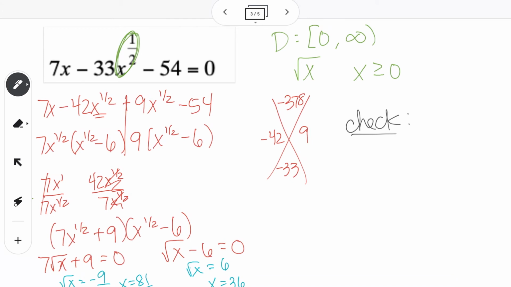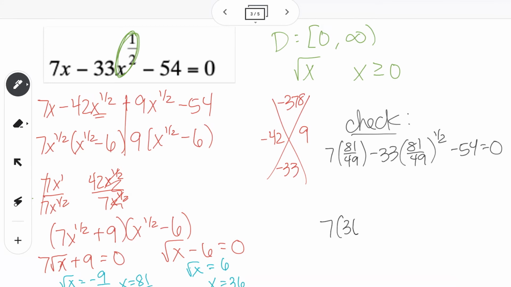To actually go about and check it again, I'm going to plug it back into my original problem. So I'm going to do the 7 times 81 over 49 minus 33 times 81 over 49 to the 1/2, and then minus 54.